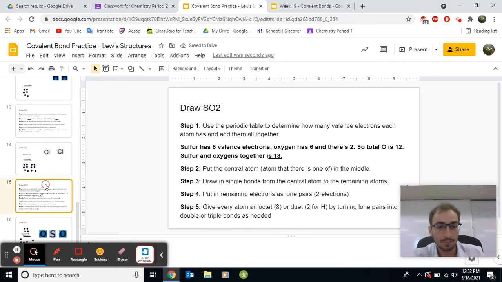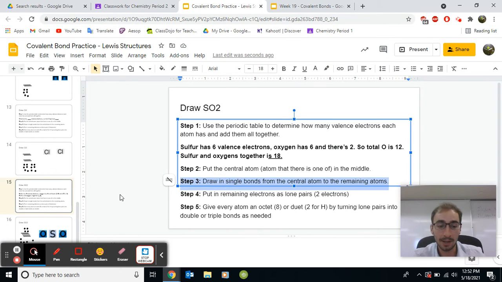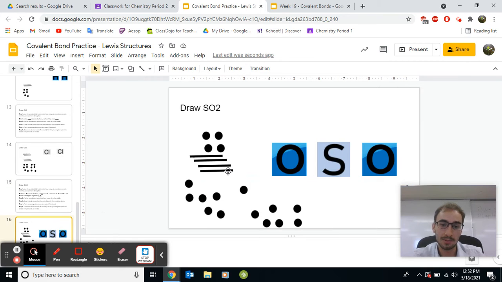Next, step 3, draw in single bonds from the central atom to the remaining atoms. So I'm going to grab some bonds, give it to sulfur, from sulfur to oxygen, and from sulfur to the other oxygen. This is what you always do. You always start by connecting the atoms to the central one.